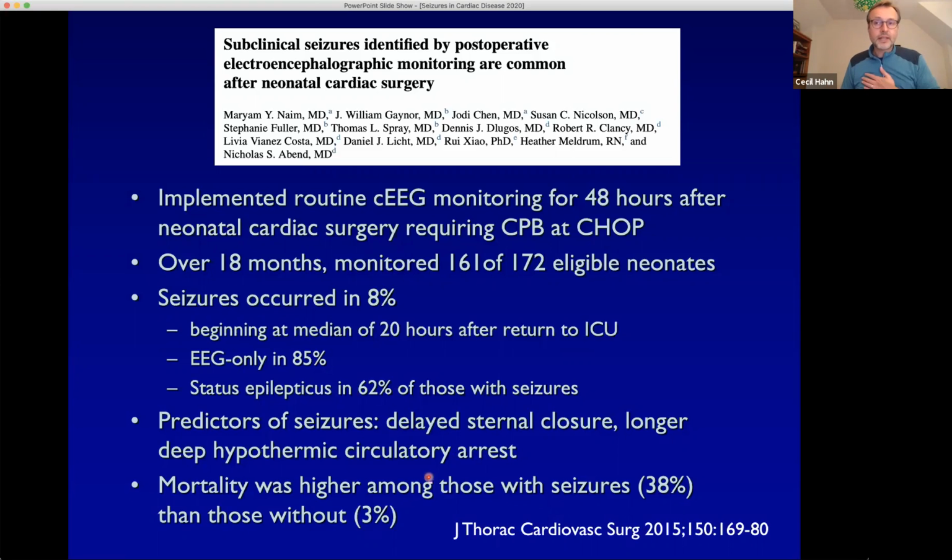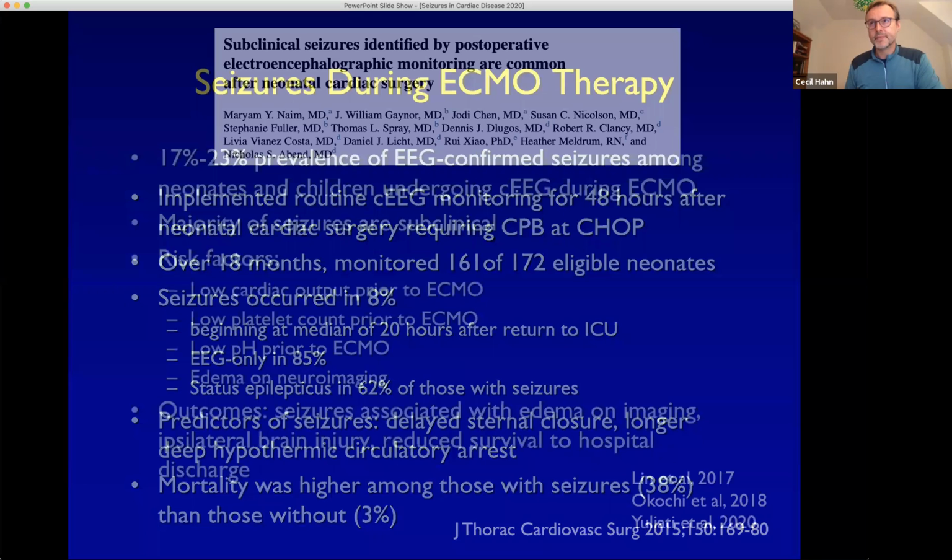And they showed that mortality was indeed higher among those with seizures than those without. Does that mean that the seizures caused higher mortality? We don't know, because it could be that the babies were just sicker to begin with, and the seizures were just a symptom of the illness. But they certainly are a worrisome sign, and they may contribute to injury.